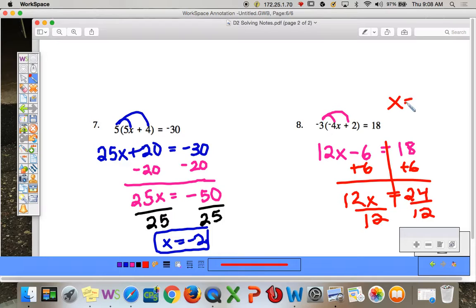So these are the two types of questions that we're going to practice today in class. And then tomorrow we'll add even more steps to equation solving.